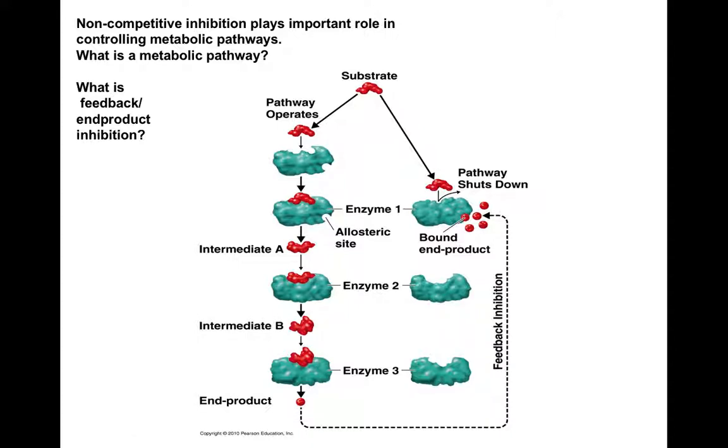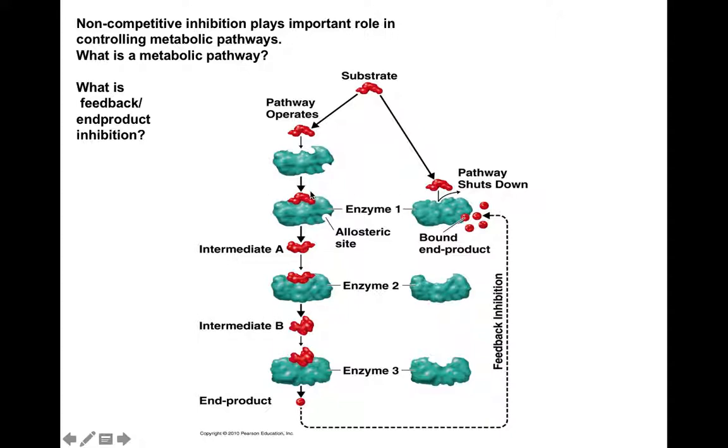So in feedback or end product inhibition, this end product can act as a non-competitive inhibitor to the first enzyme in the pathway. So look, check out this first enzyme, you guys. See how it's an allosteric enzyme? It has a non-competitive inhibitor binding site and a substrate binding site here. So if for any reason the cell accumulates a lot of this end product, the end product feeds back to that first enzyme, binds to the allosteric site, triggers the enzyme to change shape, so now it can't bind to its substrate. And what that does, it shuts the whole pathway down, right?